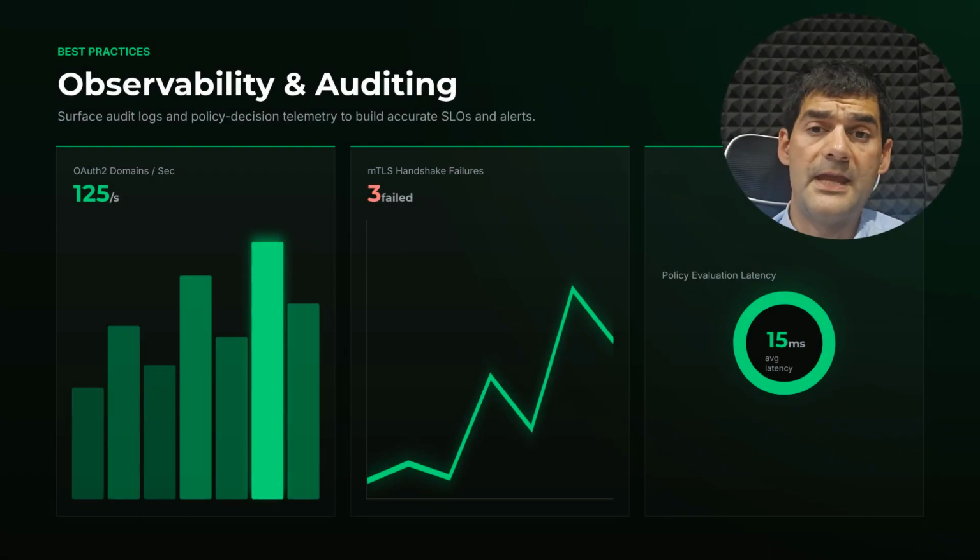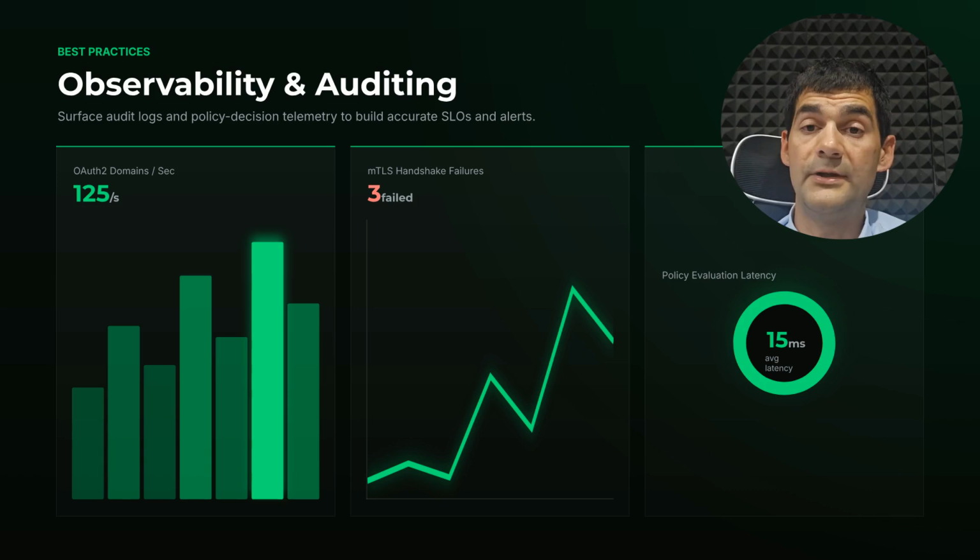In Zero Trust, if you can't see it, you can't trust it. You want rich audit logs for compliance, and you want your policy decisions flowing straight into your observability pipeline. That's what lets your SRE and security teams build real SLOs and alerts on top of authorization.